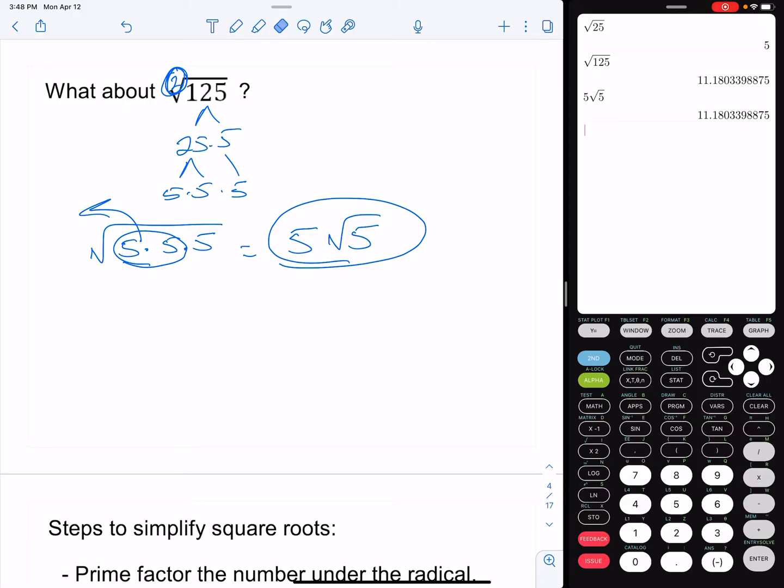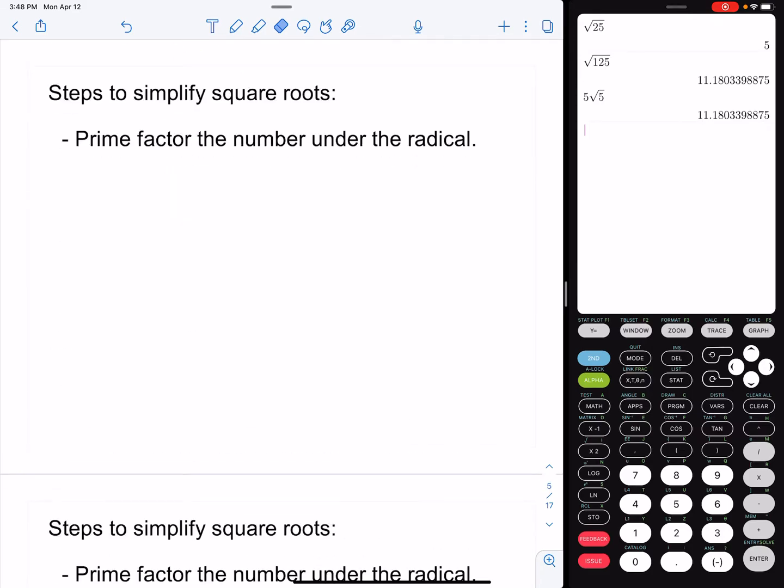So in essence, to answer a square root problem, we're going to do a series of things. So I want you to write these steps down, and then we're going to do a few problems as examples. First step, you have to prime factor the number underneath the radical. So pause the video if you need to write these down, because I need you to write these down. It says steps to simplify square roots. First, prime factor the number under the radical. Second, pull out your pairs from underneath the radical.